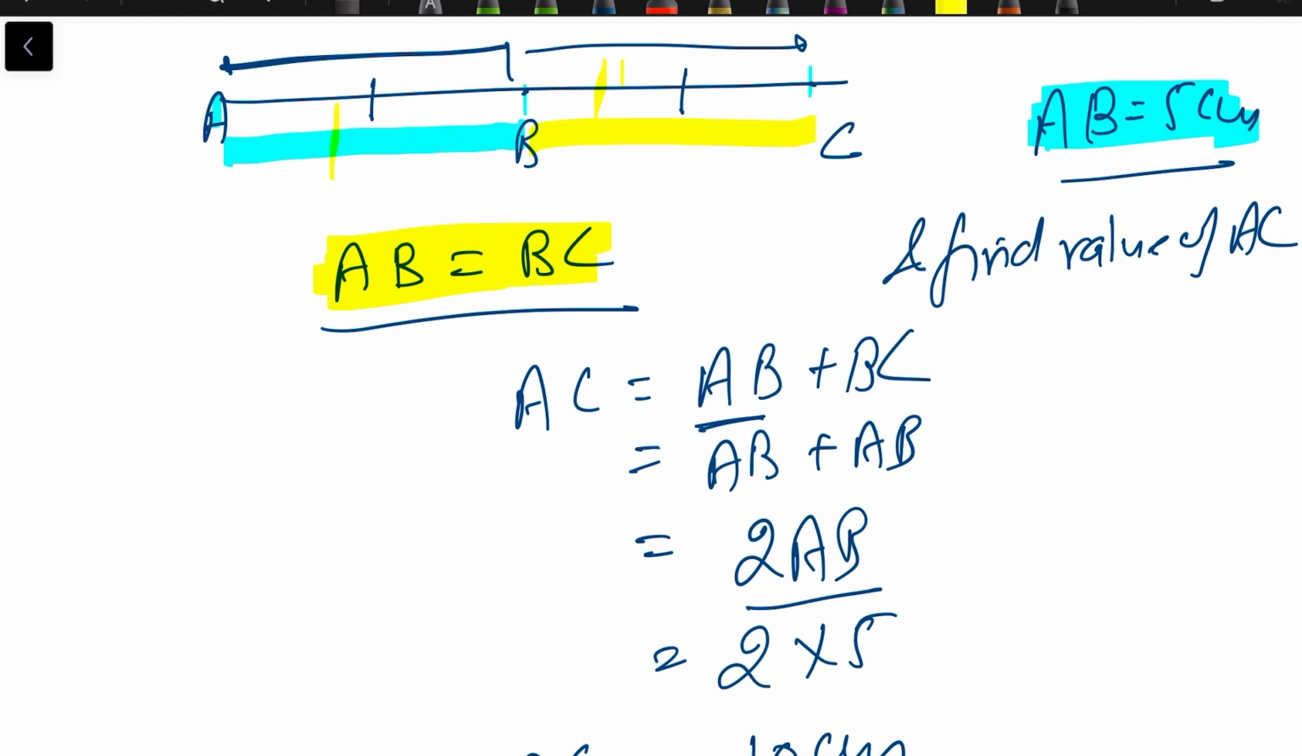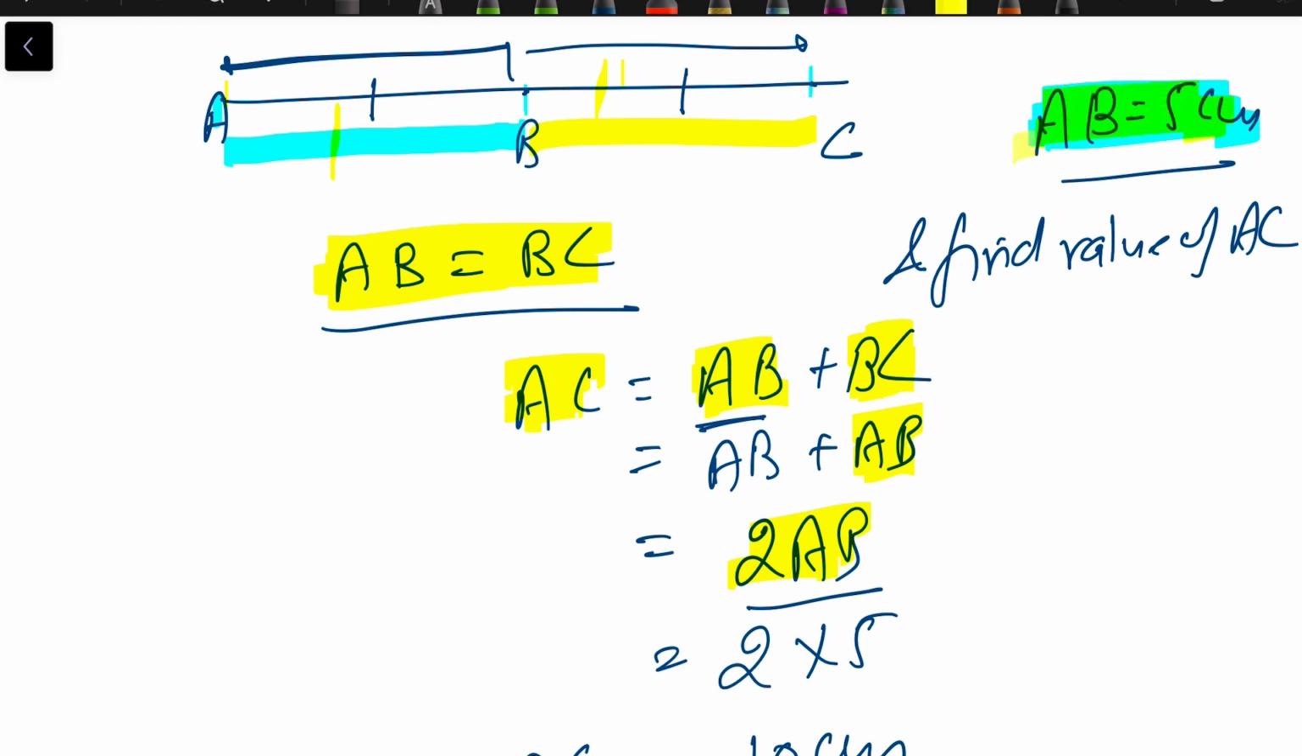So how is this AC created? AC is equal to AB plus BC. Clear? This AB plus BC, then we will get the AC. So this BC is equal to AB. We can put the value of AB over here. Both are equal. When we add them, this will become 2AB. Clear?